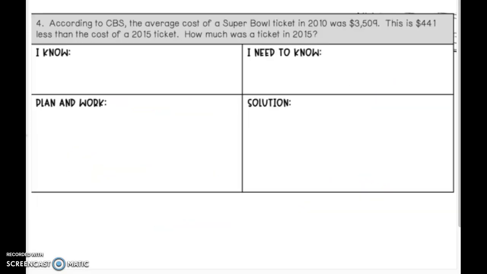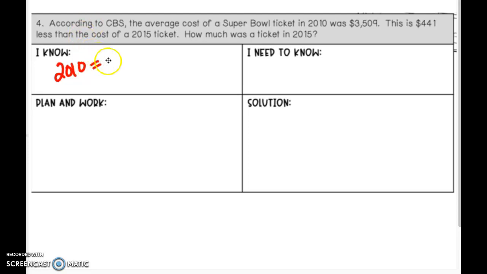Next, according to CBS, the average cost of a Super Bowl ticket in 2010 was $3,509. Yikes. This is $441 less than the total cost of a 2015 ticket. So that means the 2015 ticket was more. How much was the ticket in 2015? Okay, well, we know in 2010, and I'm always good to write down what you know first. It's always a good place to start, especially when you really don't know where to start.